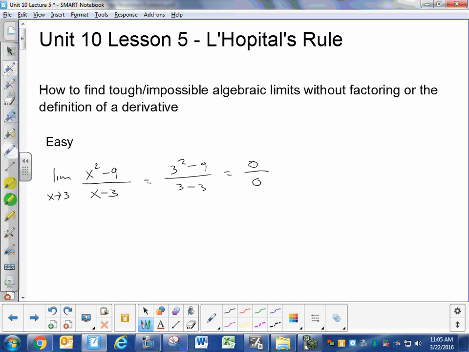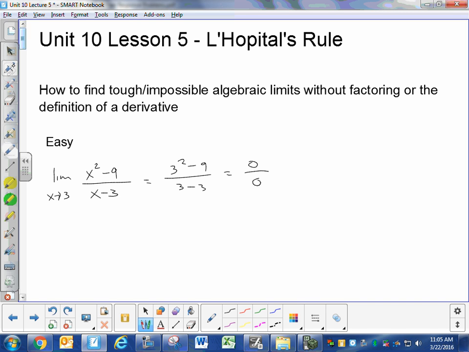Now, that could mean a couple things. It could mean that when x approaches 3, this function has a hole where it would have a limit because the function values would be approaching the hole from the left and the right, or it could have an asymptote, or it could be something else, but typically it's a hole or asymptote.